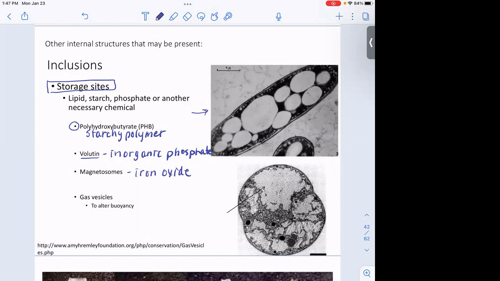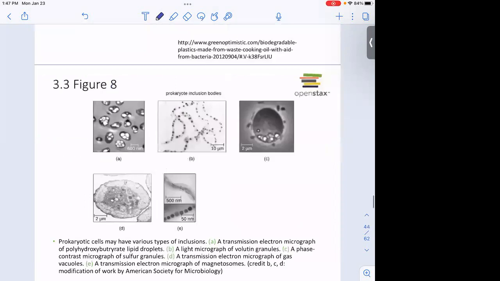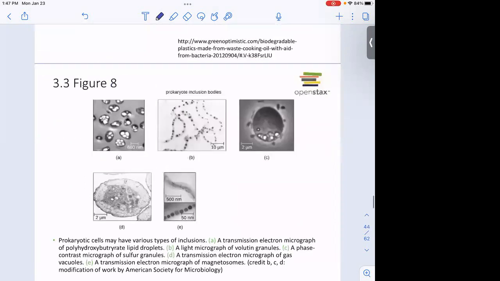Gas vesicles: maybe you have a bacterium that's photosynthetic and it needs to orient in the water column in just the right place so it gets an adequate amount of sunlight. Okay, so that's an example of a gas vesicle. Okay, so there's other examples. The figure in your book here, that first picture A, that's a picture of the PHB. B there, those are the volutin granules, and C is some sulfur inclusions. We didn't talk about that one. E is the magnetosome, so there's lots of different ones out there.